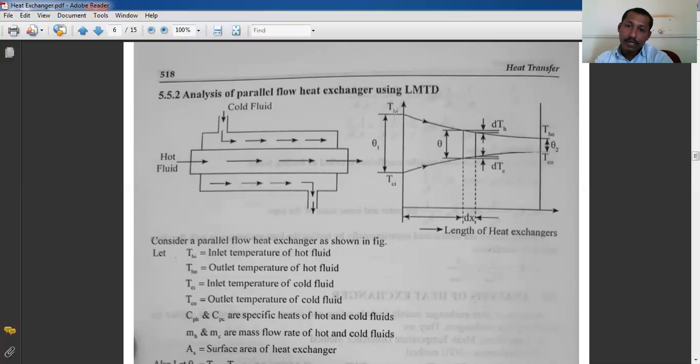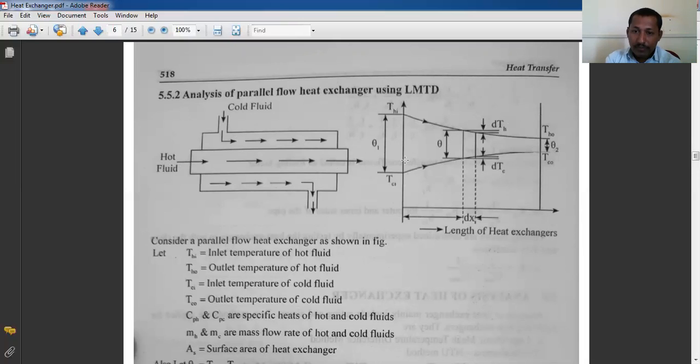Okay. Now THI means temperature of the hot fluid at the inlet, and THO, temperature of the hot fluid at the outlet. Now see here, from the starting, when the hot fluid enters into the pipe, the cold fluid absorbs the heat from this hot fluid. Then when it moves out of this pipe, the temperature will be reduced. So that's why this line is decreasing. THI is at a higher temperature, THO is at a lower temperature.